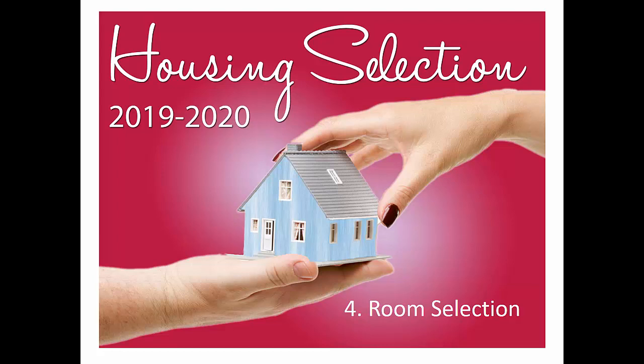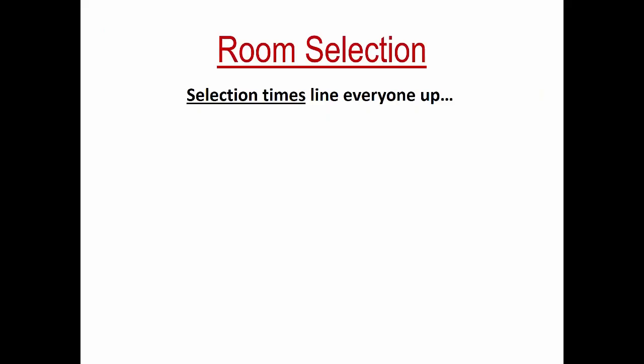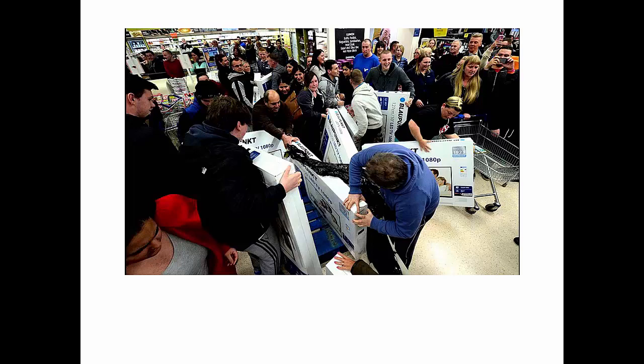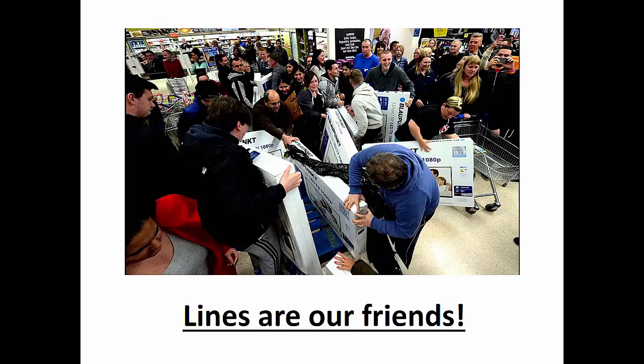This is the housing selection guide for step 4, choosing a room or apartment. In order to select a room, you need a selection time. Selection times are used to put everyone in a line so each person has to wait for their turn. Otherwise, it's like the chaos of Black Friday, and we really don't want you to choose your housing like that.